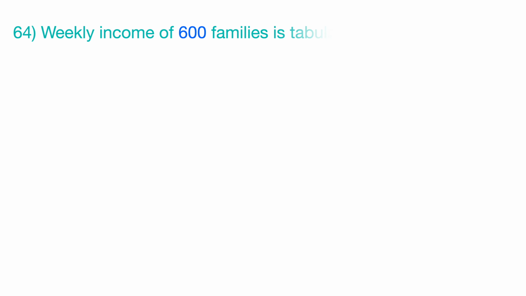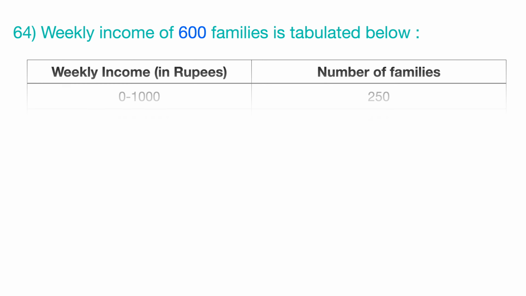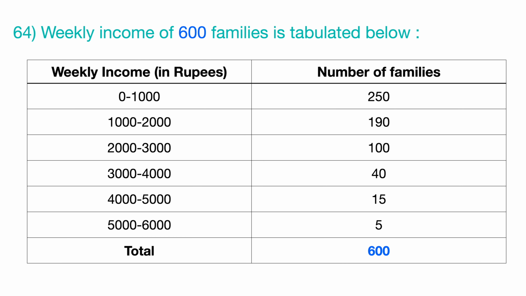Weekly income of 600 families is tabulated below. So we have a table consisting of weekly income provided in different class intervals, and correspondingly we have the number of families, that is the frequency. I have to compute the median income, that is the income that will come at the exact middle of this data set. Let's do that.